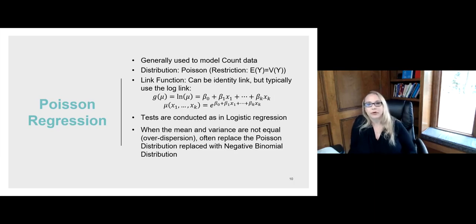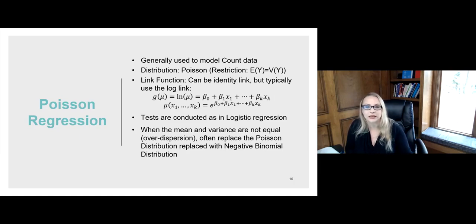Now for a Poisson regression, generally it is used when you have count data and when the distribution is going to follow a Poisson distribution. One of the restrictions that we have with a Poisson distribution is that we expect the value of y to be equal to the variance of y. So the mean and the variance are going to be equal, and that's by definition from the Poisson distribution. So then the link function can then be the identity link. But typically, you'll still use the log link function.